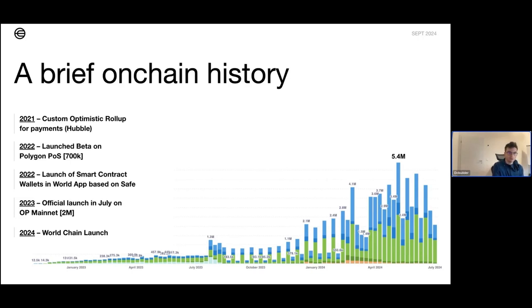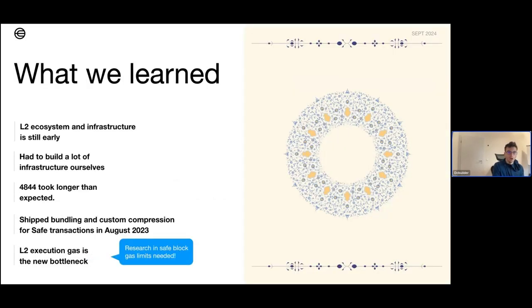Then after a year, we migrated over to Optimism Mainnet. That was last July with launch, when we launched WorldCoin officially. And now, over a year later, we're migrating over to Worldchain. Some of the major reasons why we are migrating to Worldchain is, for one, the L2 ecosystem.